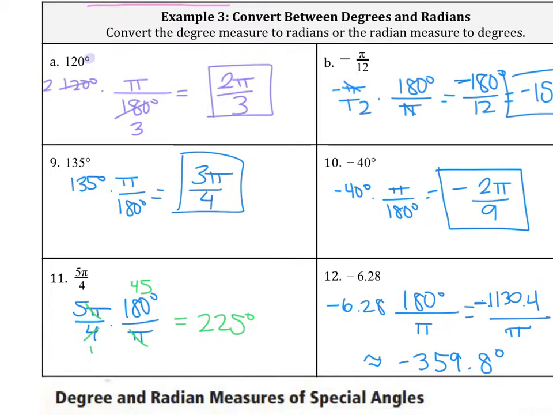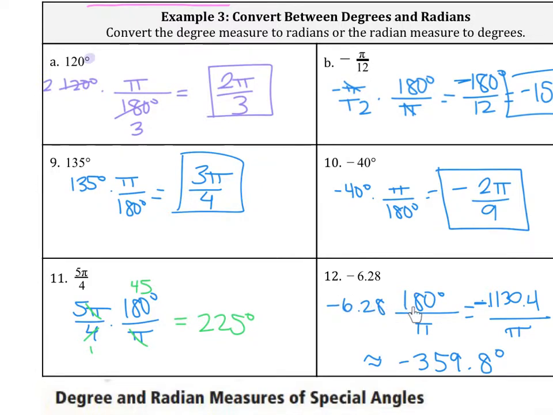Hopefully you tried this out. For number 9, you would have 3 pi over 4, so always reduce. Number 10, you would get negative 2 pi over 9. Number 11, you get 225 degrees. Number 12, there is no degree symbol, so therefore you are using this to convert.